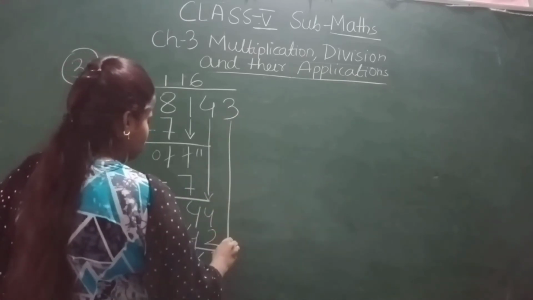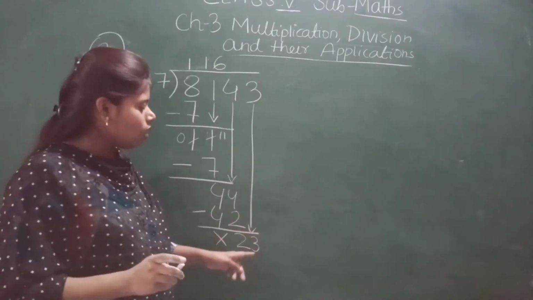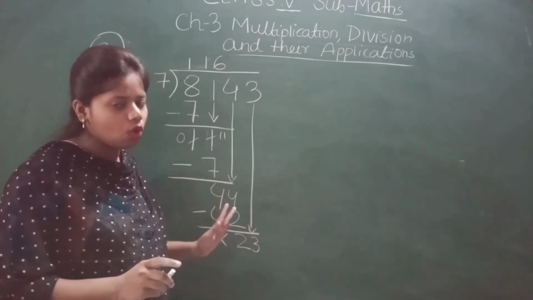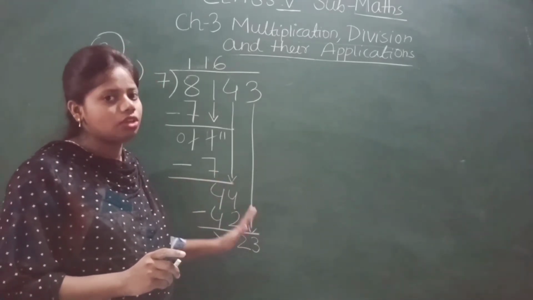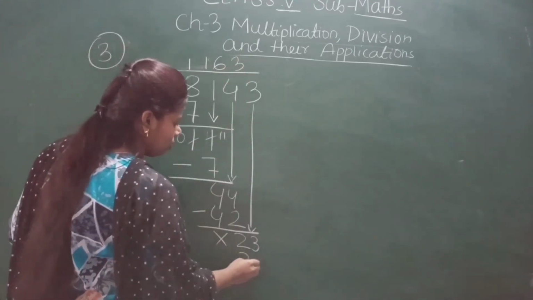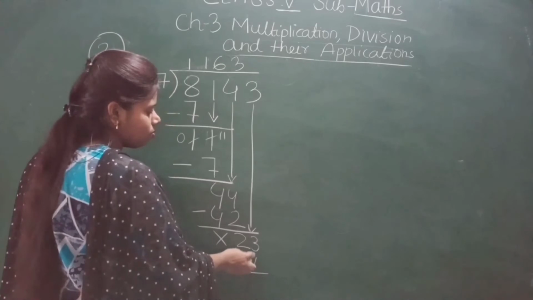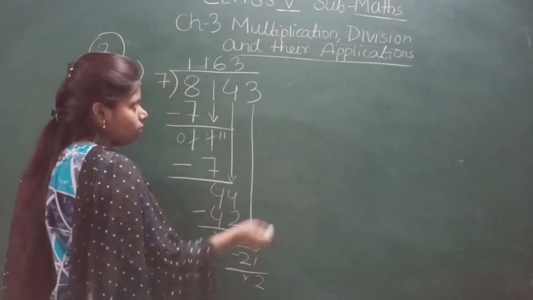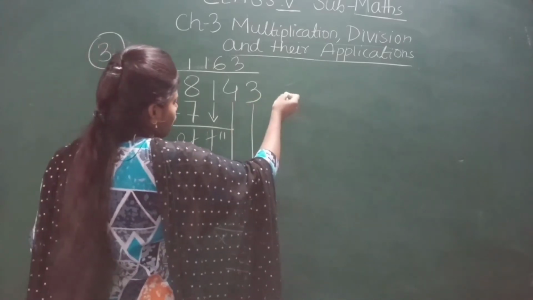Now we will bring this 3 down. Now, does 23 come in the 7 table? No. So what is less than 23? 21. 7 3s are 21. Now subtract: 3 minus 1 is 2, and 2 minus 2 is 0. Put a cross.